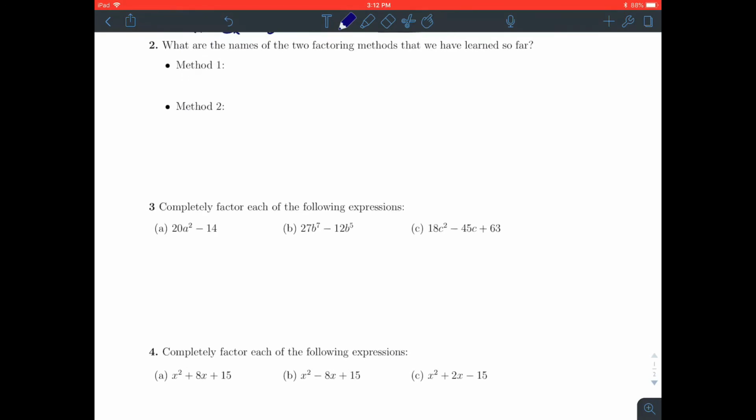What are the two names of the factor methods we've learned so far? GCF, and sum and product.